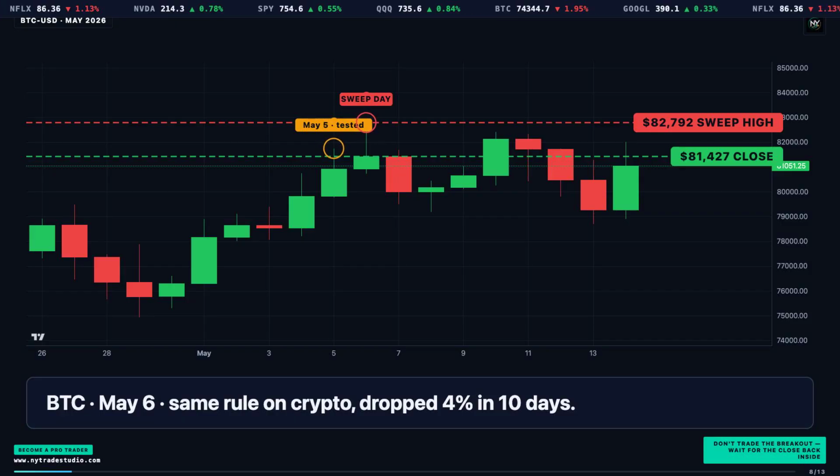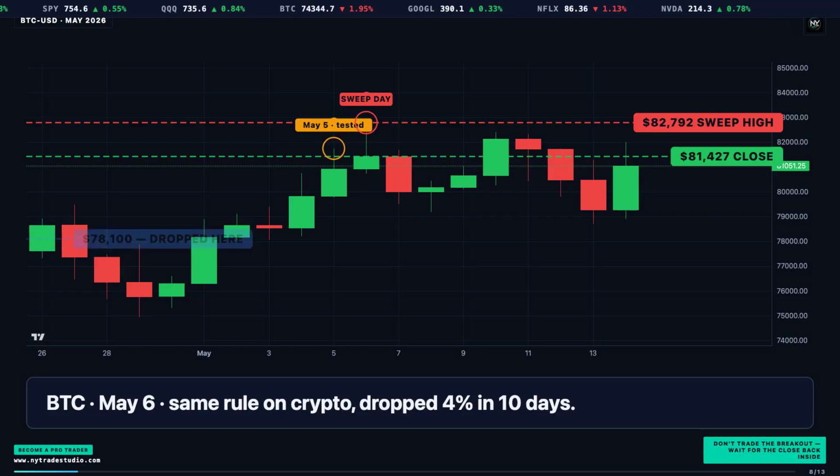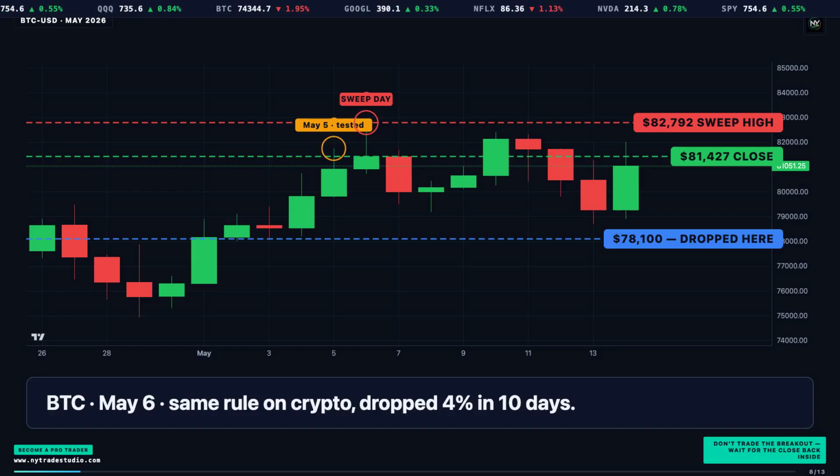Same signature. And what happens next? Over the next 10 days, Bitcoin drops to $78,100. That is $3,400 lower than where the sweep closed. A clean short trade in crypto identical to the stock setups we just looked at.